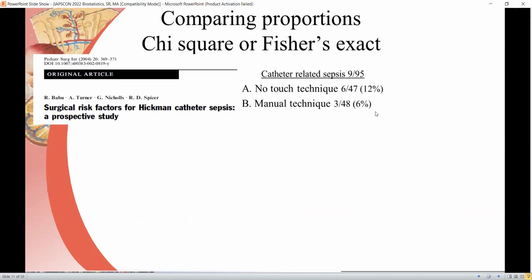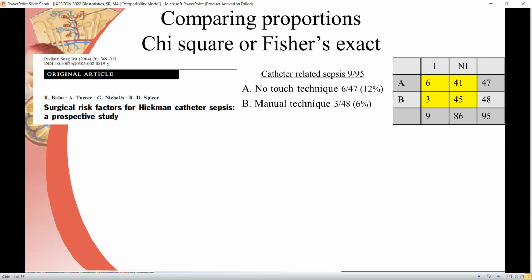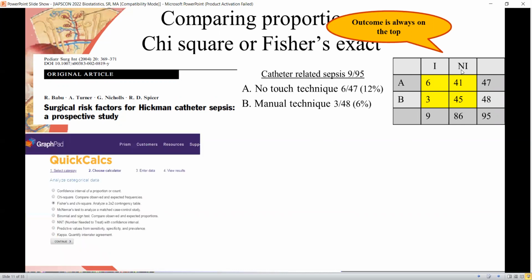And then when you use a manual technique, the infection was 6%. Okay. So this is the two groups where we have a proportion, not a mean. So this is yes or no data. So we put them into a 2x2 table. So we put here like 6 out of 47 means 6, 41, 47. Then 3 out of 45 is 3, 45, 48. So the outcome is always on the top. You just have to remember this particular thing. So that is infection, no infection, right?